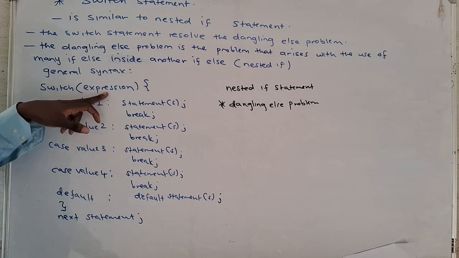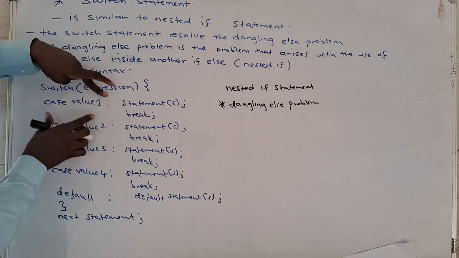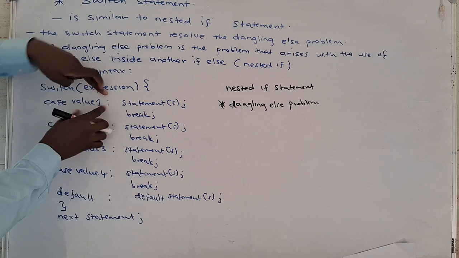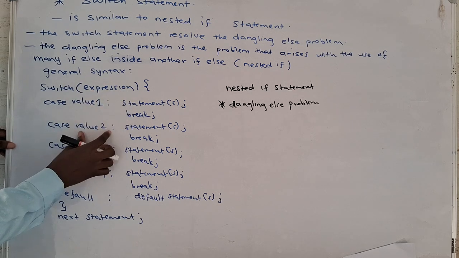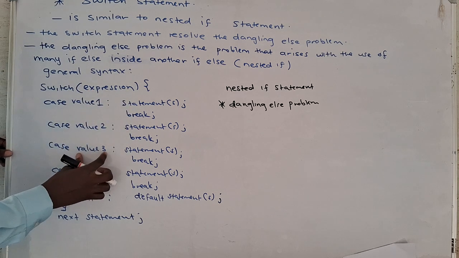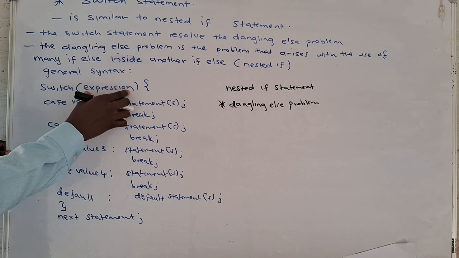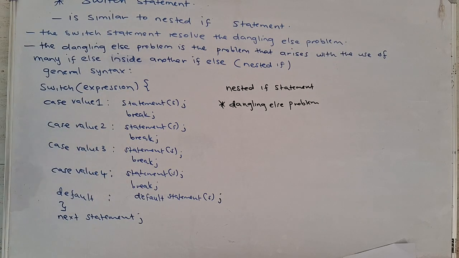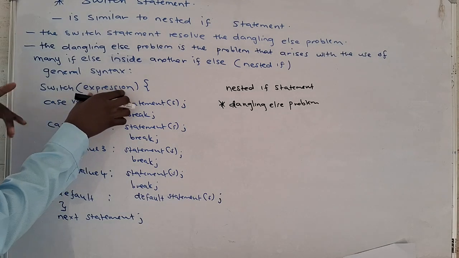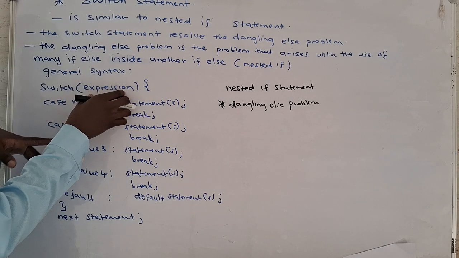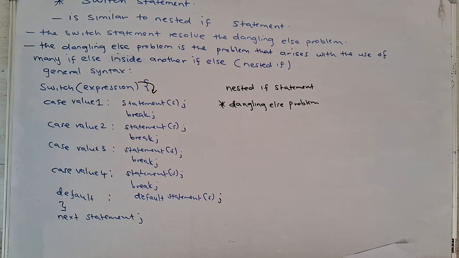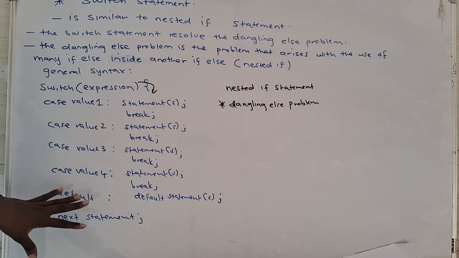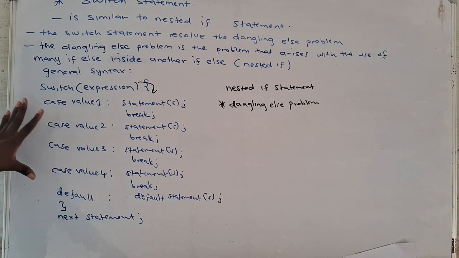The expression value is always compared with the case value. This expression value is compared with case value 1, then with value 2, then with value 3, and then with value 4. This is going to happen. So after the evaluation of this expression value, the compiler is going to enter inside the switch statement. This is the switch board. It is in the switch board now.